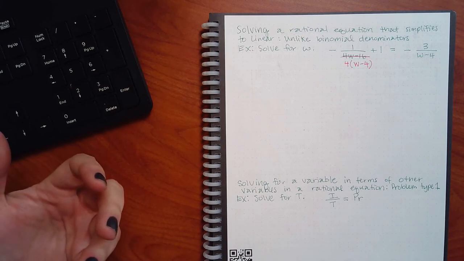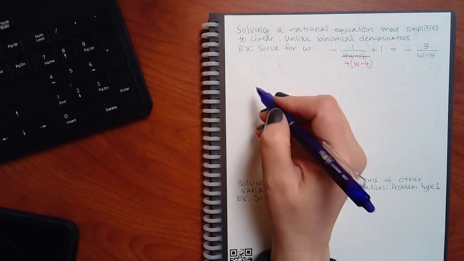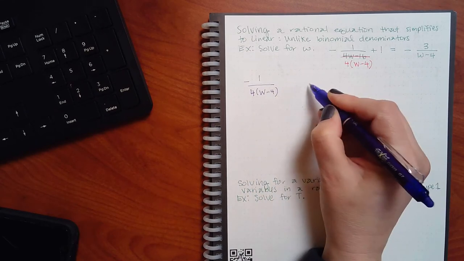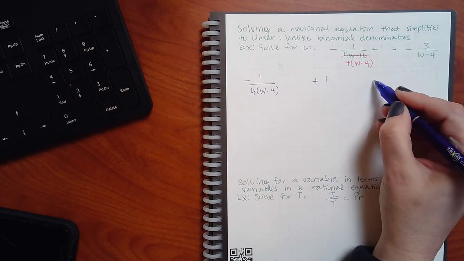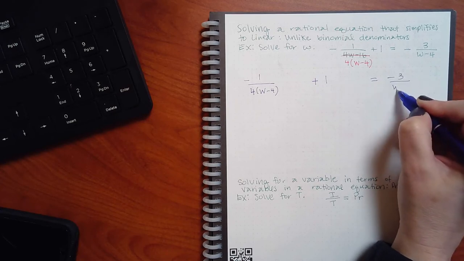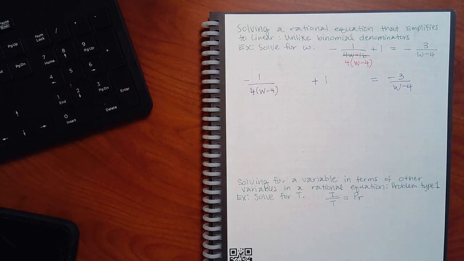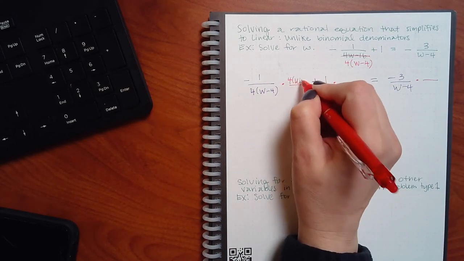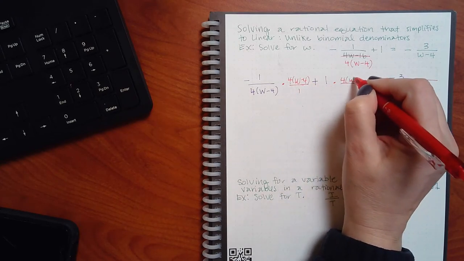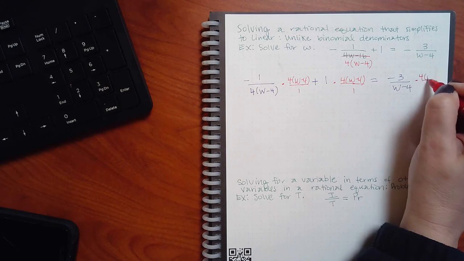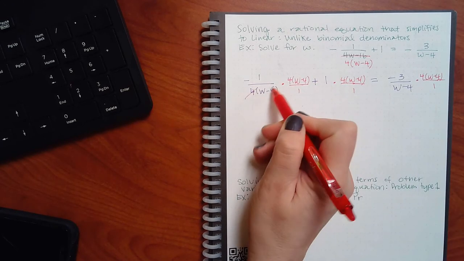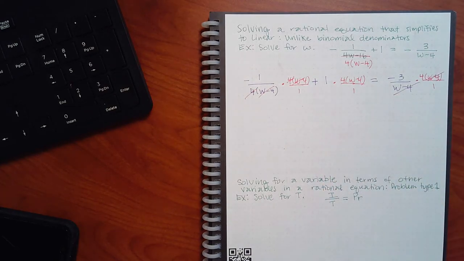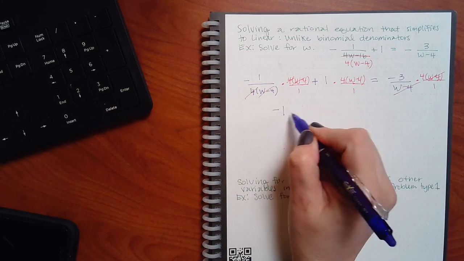Now that you have everything factored, now you can tell me what the LCD is. So let me rewrite it, but I'm going to use this factored denominator. I'm gonna leave myself some space, this thing, and then of course I need some space over there, right? So what is the LCD then? 4 times W minus 4. So then both of these are gonna cancel, nothing cancels over here, and those guys cancel over there. So I'm left with just the negative 1.